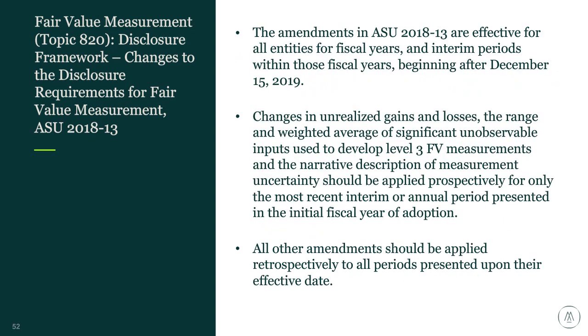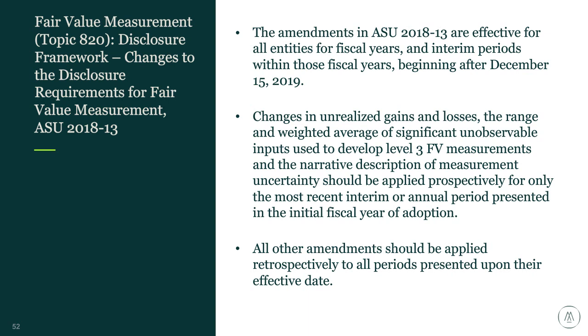So when is this fair value measurement ASU effective? Well, these new amendments are effective for all entities for interim and annual reporting periods beginning after December 15th, 2019. So that'd be for our 2020 calendar year ends. Early adoption is permitted for all entities.